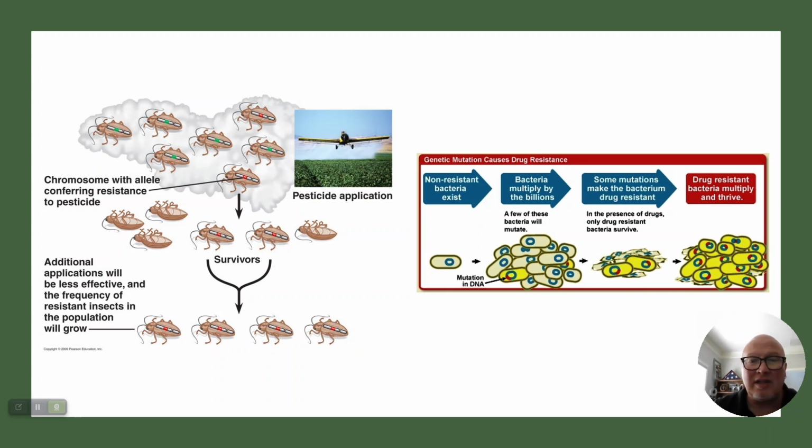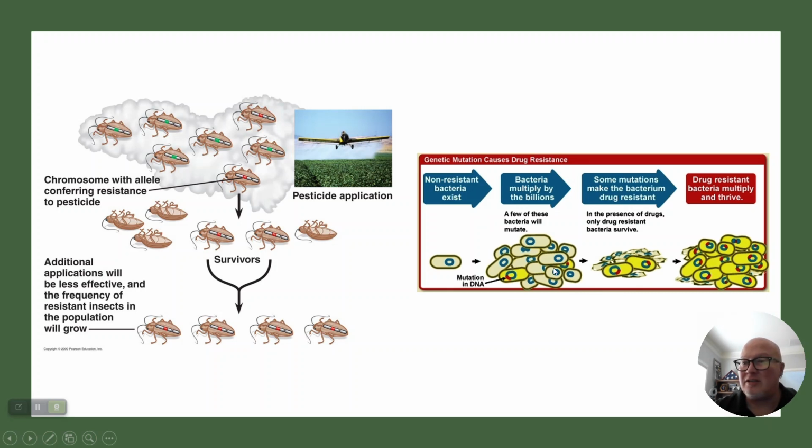What are the only ones that are left to reproduce? The ones that contain that gene, that red gene right here, because that's a little chromosome right there. So the ones that contained the red gene that allowed them to be resistant are the ones who are going to put their genes in the next generation. So in the next generation, you're going to have more pests that are resistant to the pesticide. That's evolution. The allele frequency changed, and so the whole population has evolved. Same thing is true with bacteria.